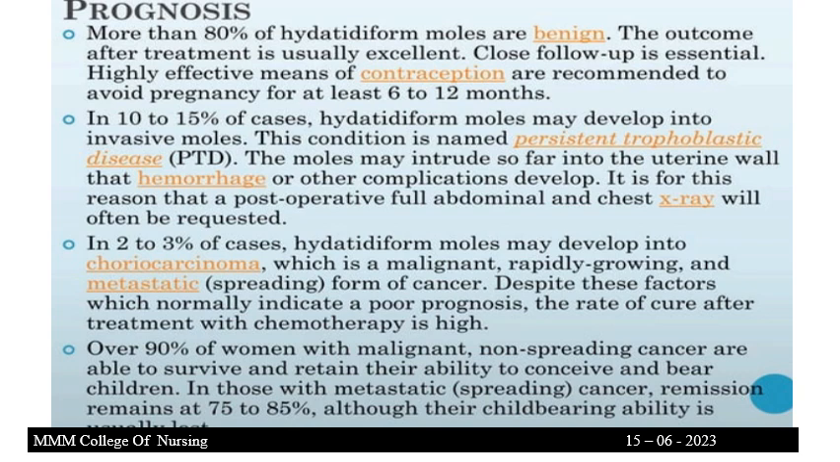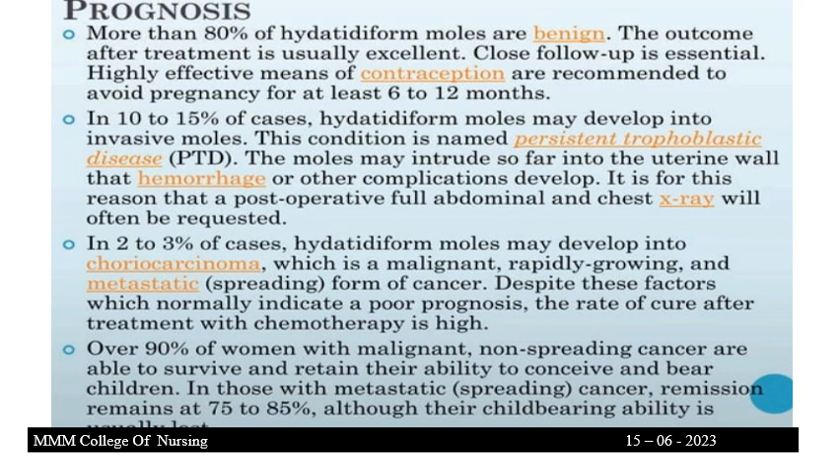This condition is named persistent trophoblastic disease (PTD). The mole may intrude so far into the uterine wall that hemorrhage or other complications develop. It is for this reason that a full abdominal and chest X-ray will often be requested. In 2 to 3% of cases, hydatidiform moles may develop into choriocarcinoma, which is a malignant, rapidly growing and metastatic, or spreading, form of cancer. In this cancer, the ultrasound will show the snowstorm pattern appearance.